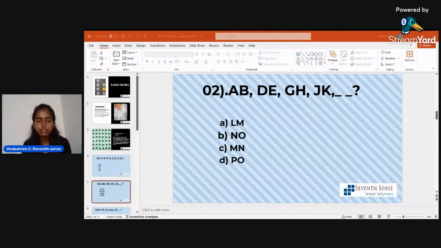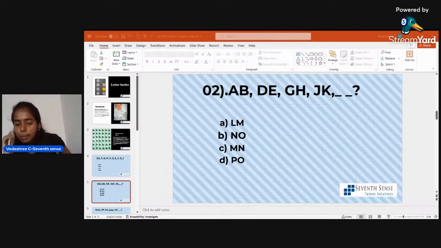Second one. A, B, D, E, G, H, J, K. And what is the next series? What are the next two letters that will come in this series? Only N, M, N. Okay. M, N is the correct answer. So M, N.